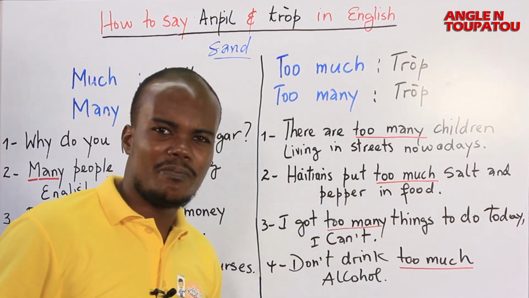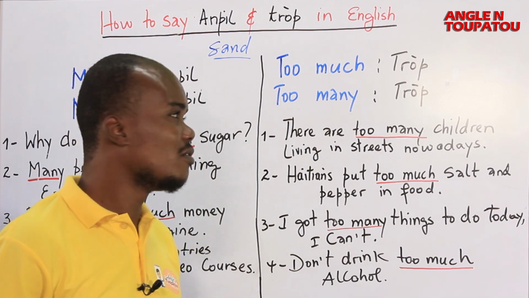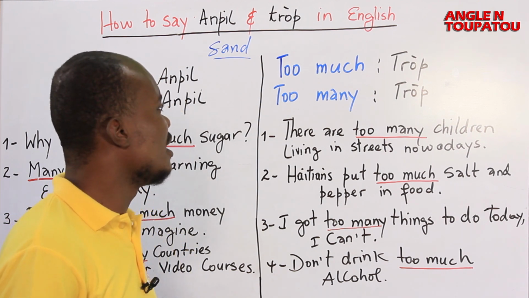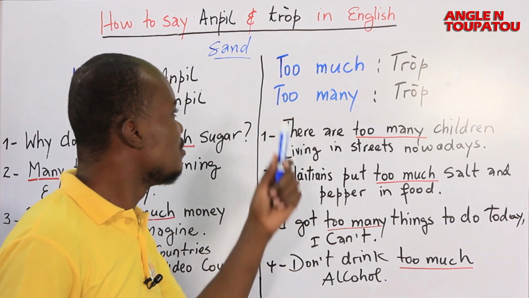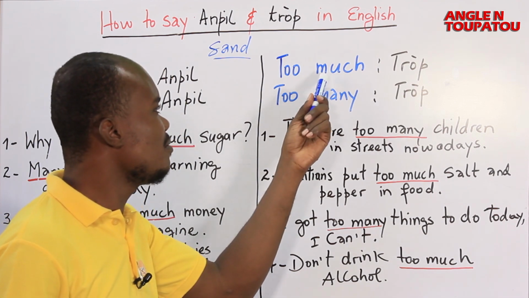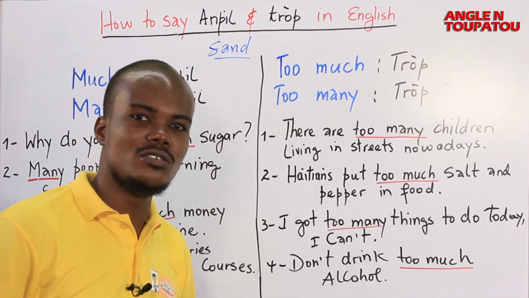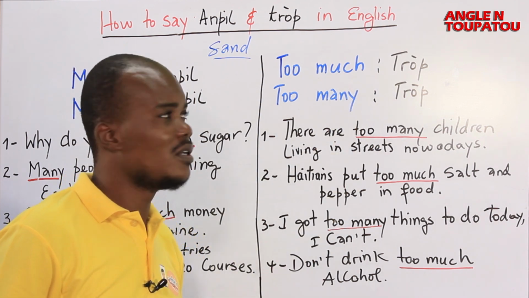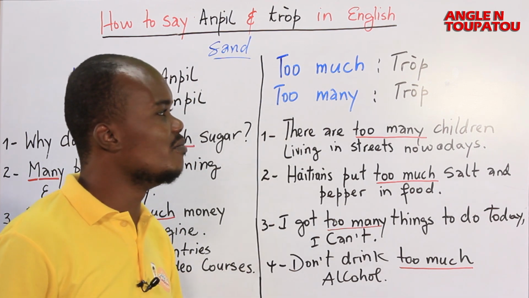Now, Trop. How to say Trop in English? To say Trop in English, you can say either too much or too many. We use the same words, much and many, but as soon as you put too before, that means Trop. If you put too before much, that means Trop. The same for too many, Trop.